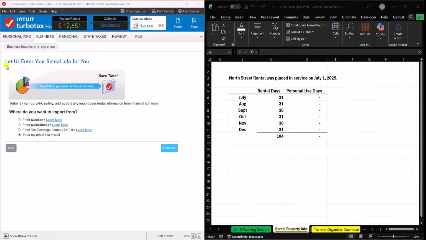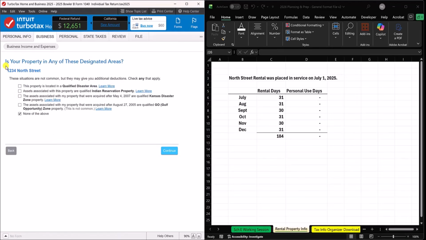Let's click continue. Okay, let us enter your rental property info for you. So if you track all this in Quicken or QuickBooks or in one of these file formats right here, you can certainly go ahead and do the import. For today's video, we're just going to enter the information ourselves. So I will click continue right here.